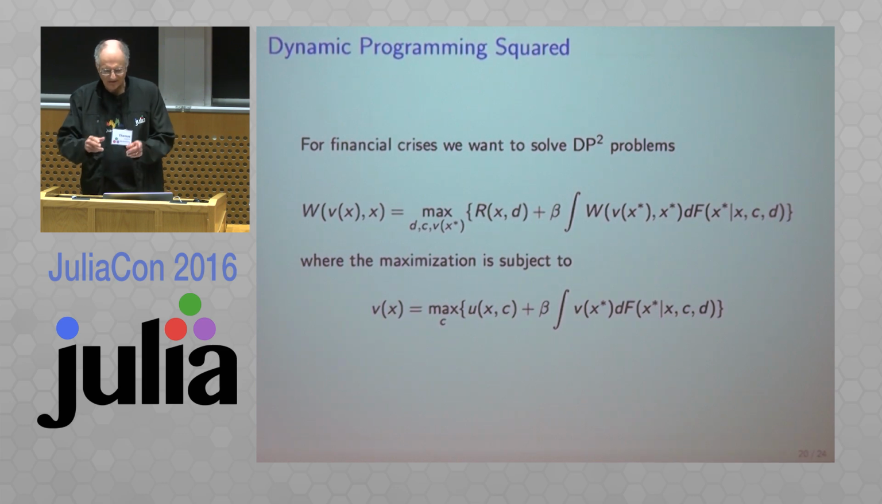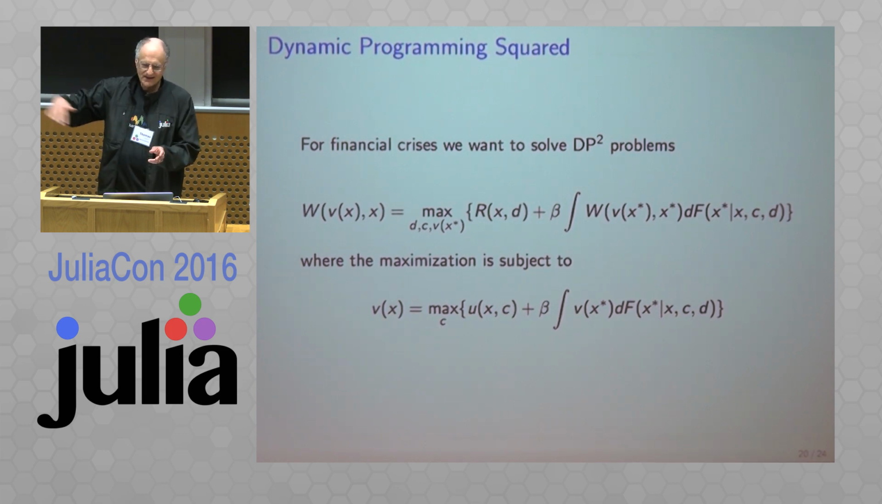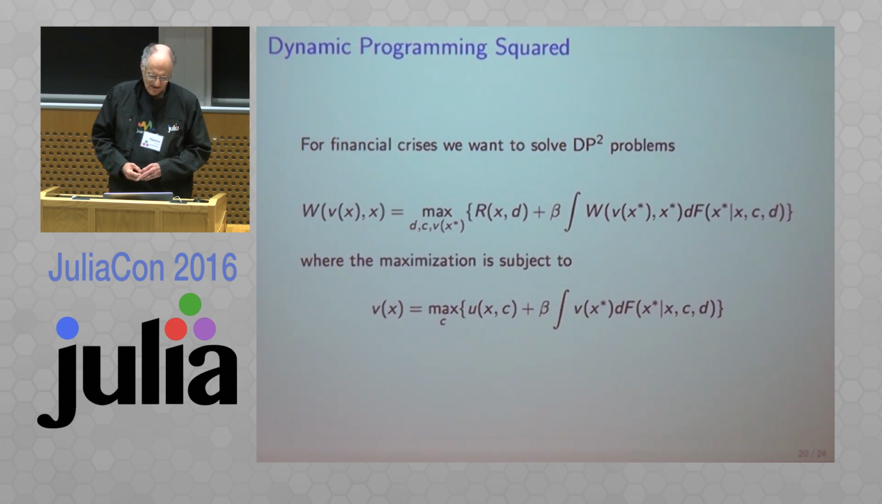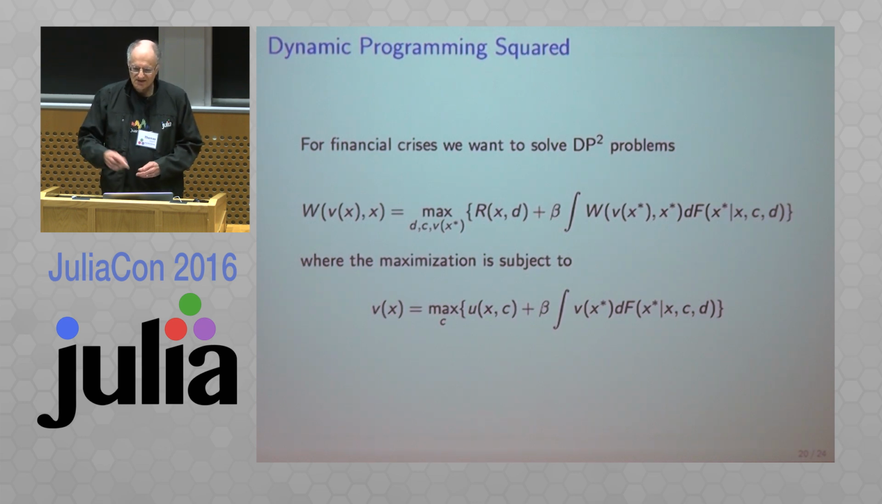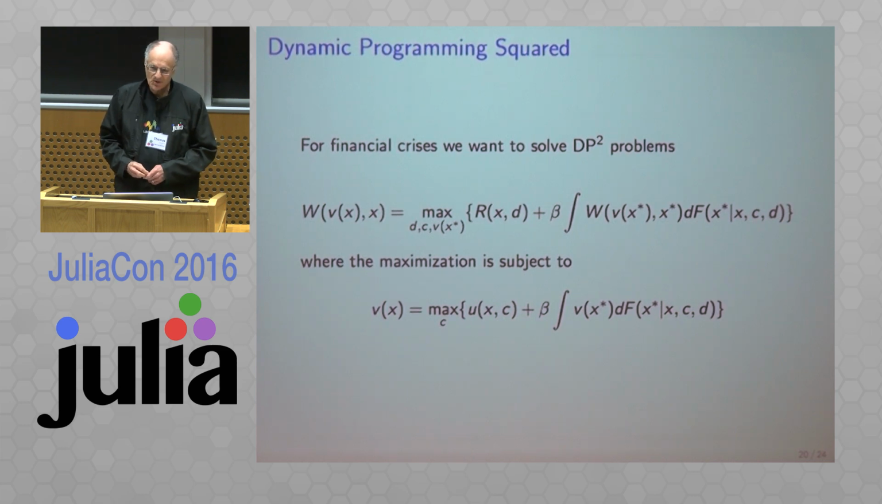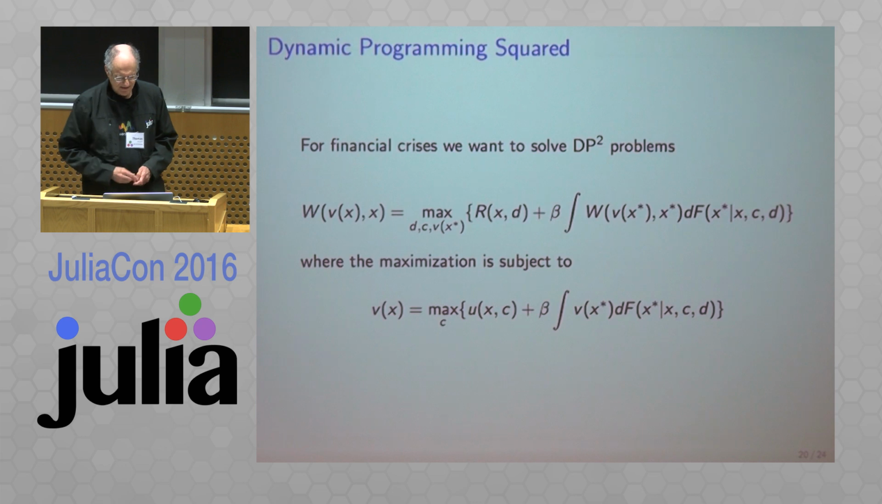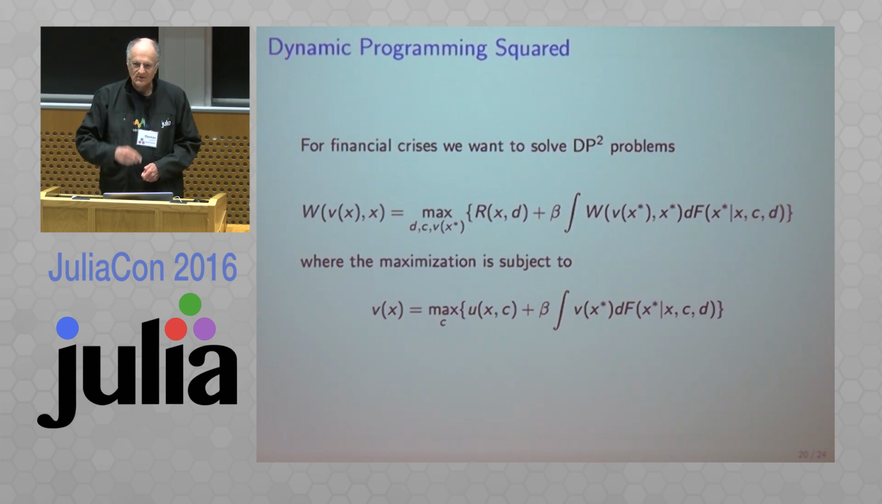Okay, so there it looks. It's got some stuff today, and it's got beta times some stuff tomorrow. But now I added a decision variable. There's a D, a C, and now part of the decision variable is to choose something called V of X star. That's your value function for next period. But you're solving that problem. I'm not solving it. But now this is a mathematical program with equilibrium constraints. So look at the maximization now. It's subject to your Bellman equation.